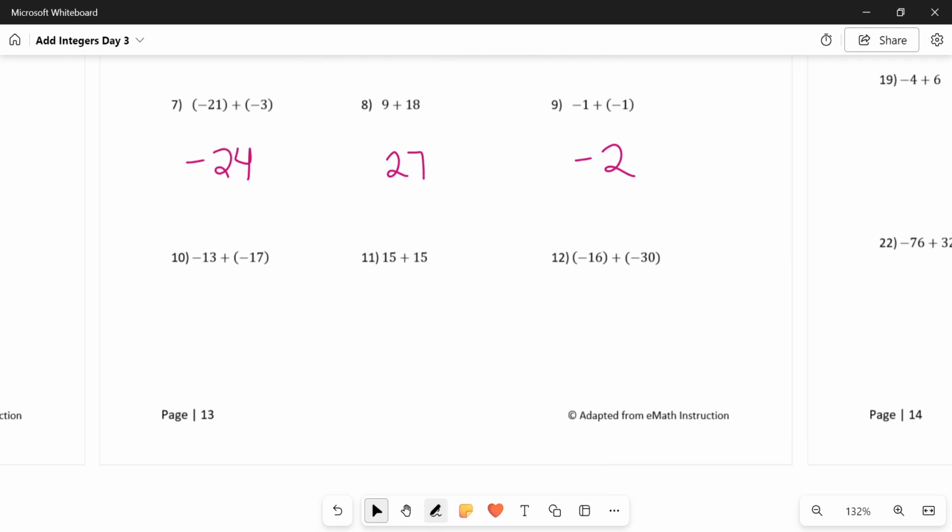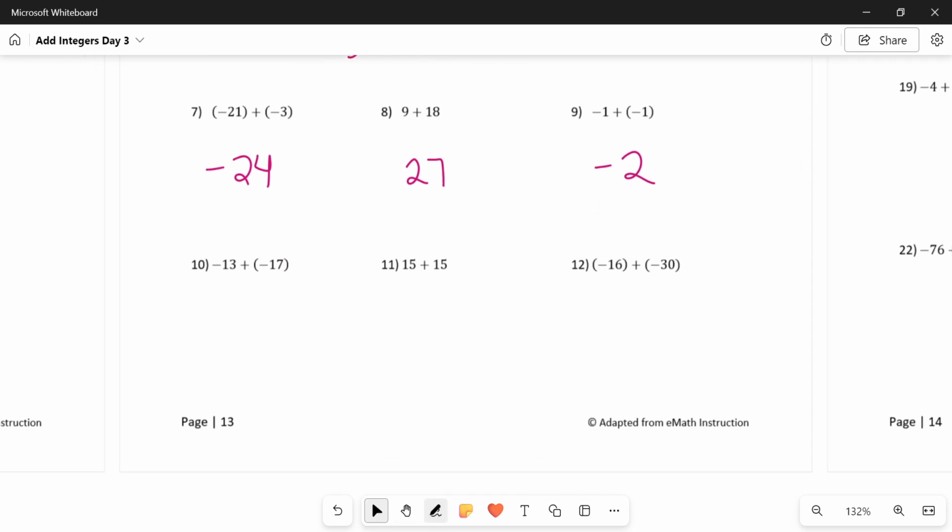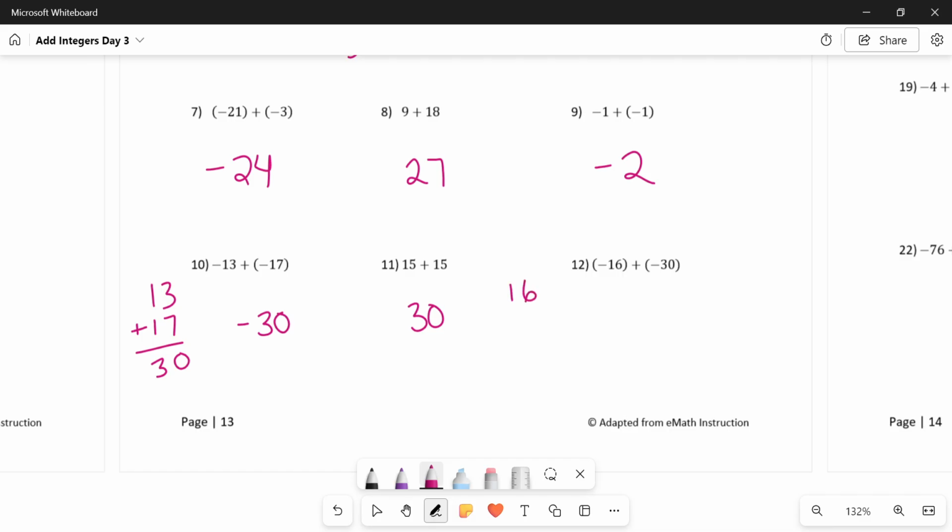Number 10, negative 13 plus negative 17. If you can't add them in your head, just do them off to the side. We get 13 plus 17 is 30, so the answer is negative 30. So when the signs are the same, we just add them and bring that sign along with the number.